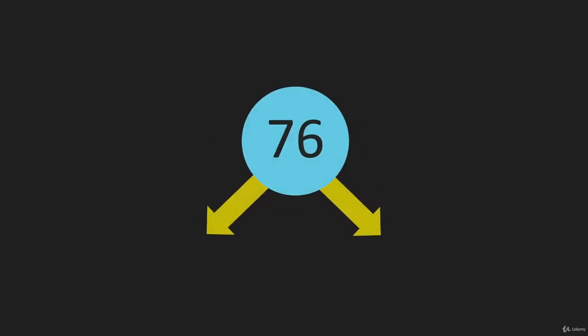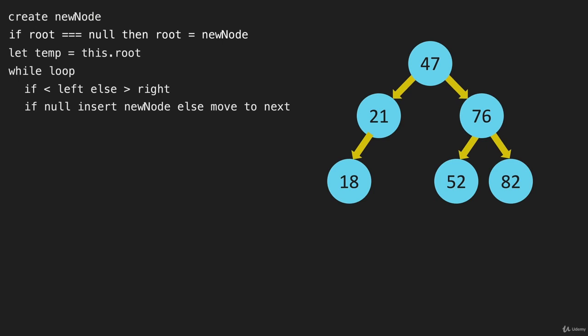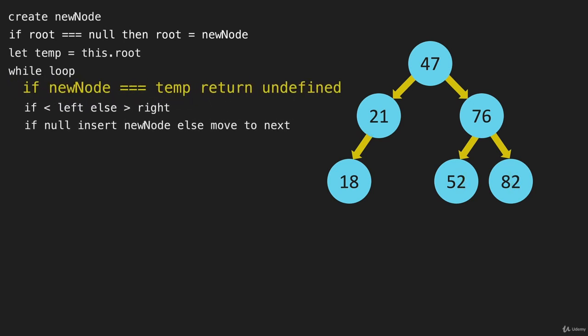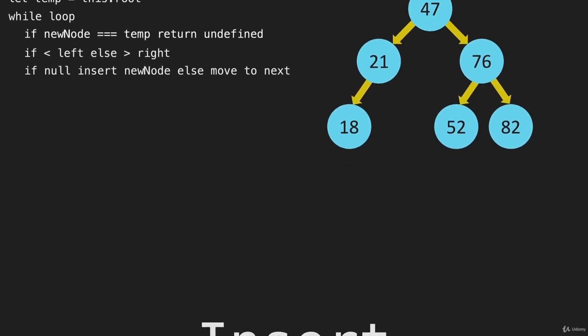So let's put this back in to our tree like that. And you're having to compare the new node to each node that you're looking at to see if it's equal. So this is going to have to go inside the while loop like this. We're going to say if the new node is equal to temp, return undefined. All right, that is all the steps that we're going to have to do to code this out. So in the next video, we're going to pick up right here, and then we're going to code insert.